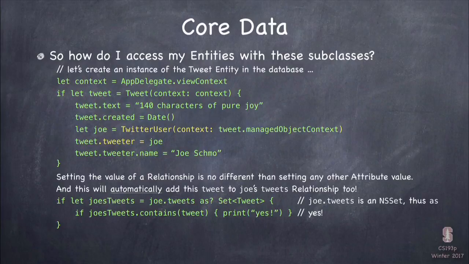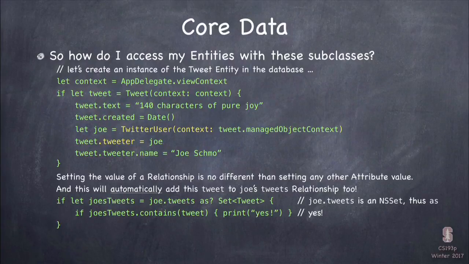What's interesting about this is that when you set one side of a relationship, the other side gets updated automatically, 100% of the time. This is called maintaining the integrity of the database, and Core Data always maintains database integrity. So when you change one side of a relationship, it changes the other.